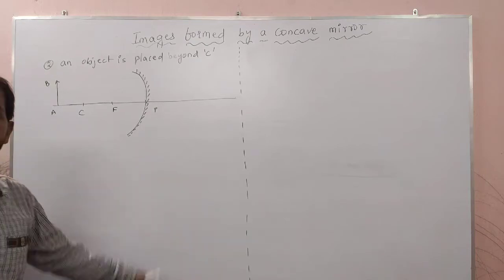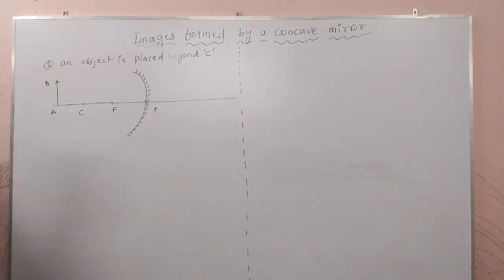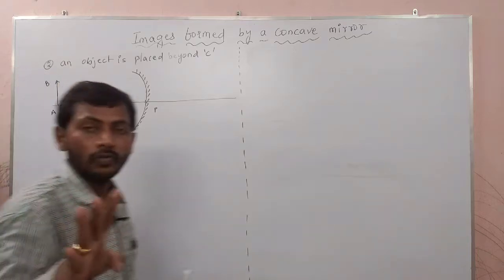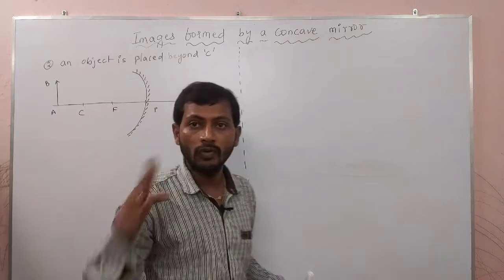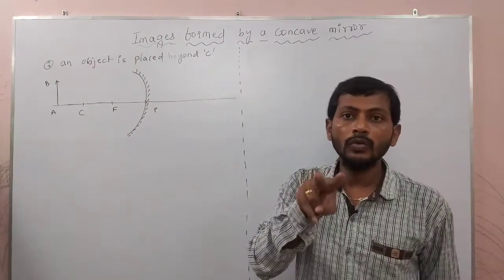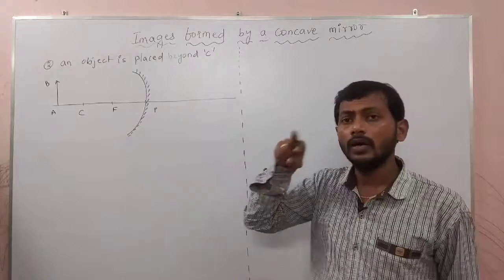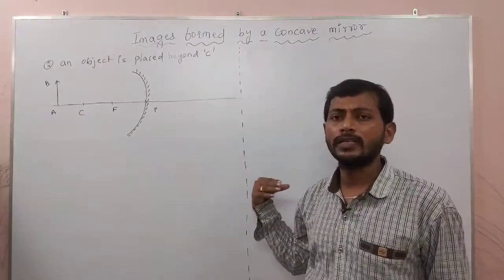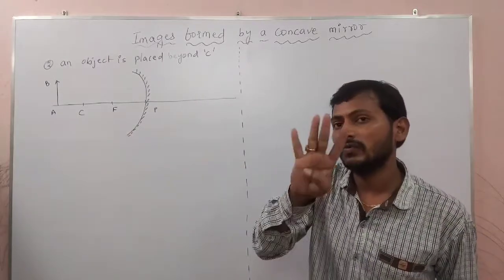In the previous slide I told you, when you want to draw an image, how many rays are required minimum? 2 rays. And how many rules do we have to follow? 4 rules. So remember those 4 rules, and remember that we have to draw 2 rays. Please draw the 2 rays from any location, but you have to follow those 4 rules.